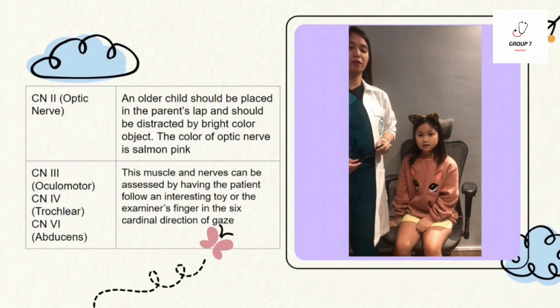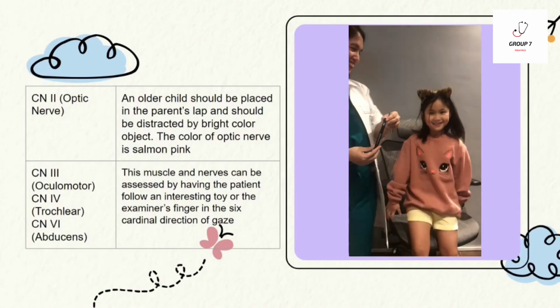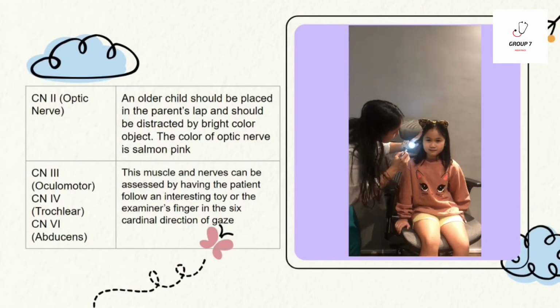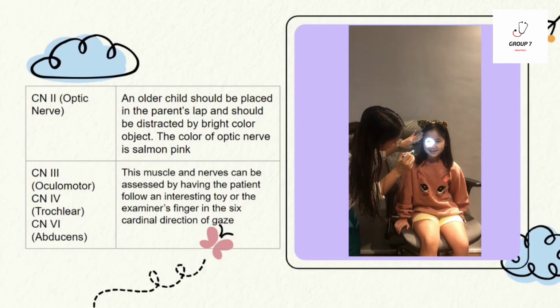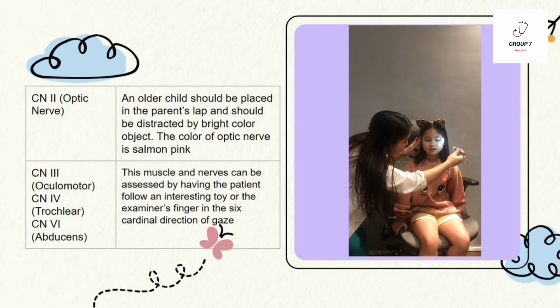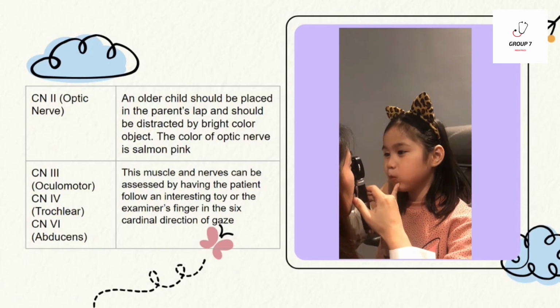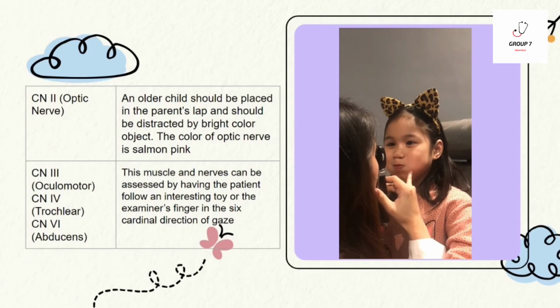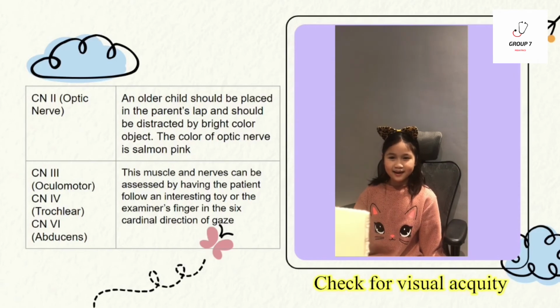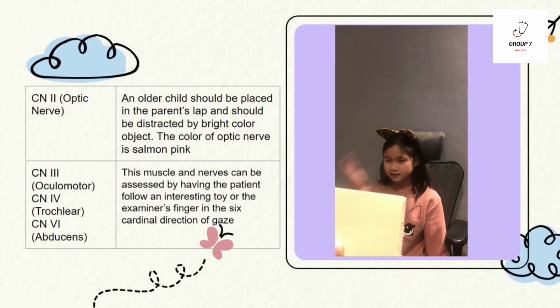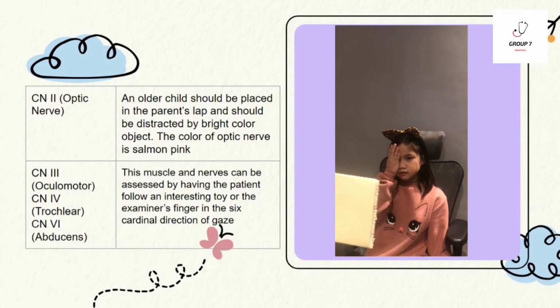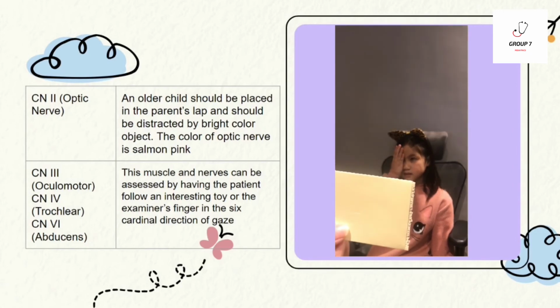Cranial nerve number 2. An older child should be placed in the parent's lap and should be distracted by a bright colored object. The color of the optic nerve is salmon pink. Next is to check for visual acuity. Let a toddler read the Snellen chart. Do it in both eyes.